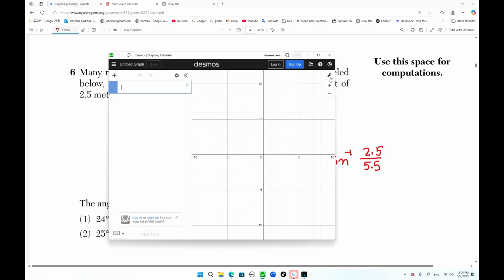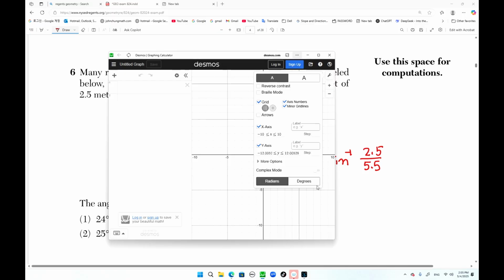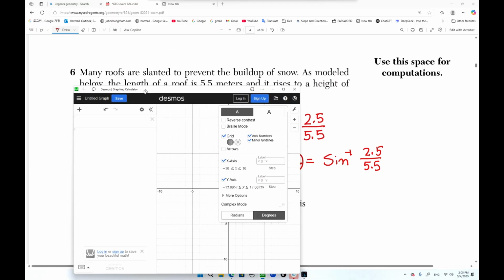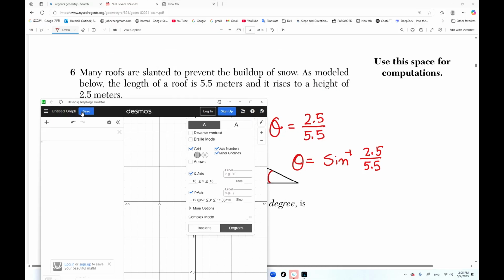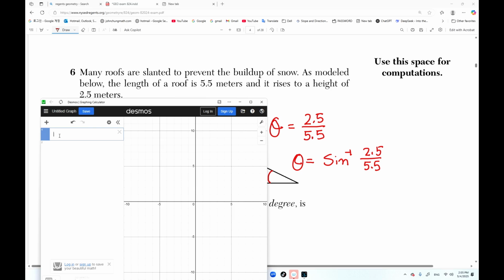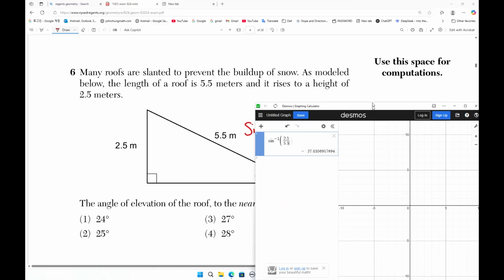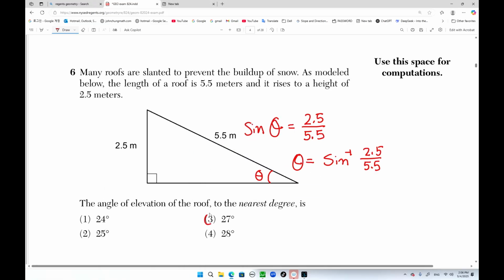So I'm going to use this one. Let me see, this is degree mode. I'm going to use the internet, Desmos, an online calculator. Sine, arc sine, right? There is a -1, and 2.5 over 5.5, okay? 27 degrees. 27 degrees, we have here.